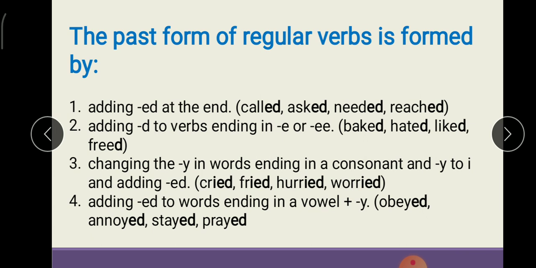Number 4, adding ed to the words ending in a vowel plus y. Here, the example is obey. We have e as a vowel here and after e we have a y. So in this we will add ed to form the past form of the verb. Obeyed, annoyed, stayed and prayed.